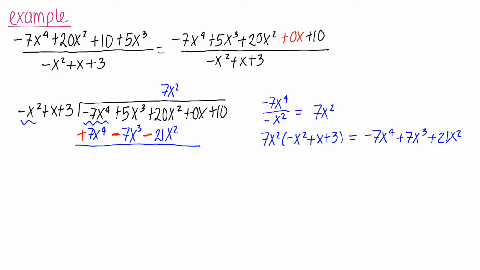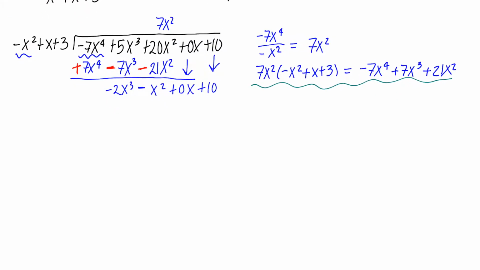Those first terms cancel. 5 minus 7 is negative 2x cubed. 20 minus 21 is negative x squared. And then I'm pulling down the other two. So my new leading term gets divided by the leading term of the divisor. So negative 2x cubed divided by negative x squared gives me positive 2x, which I'll put up here.